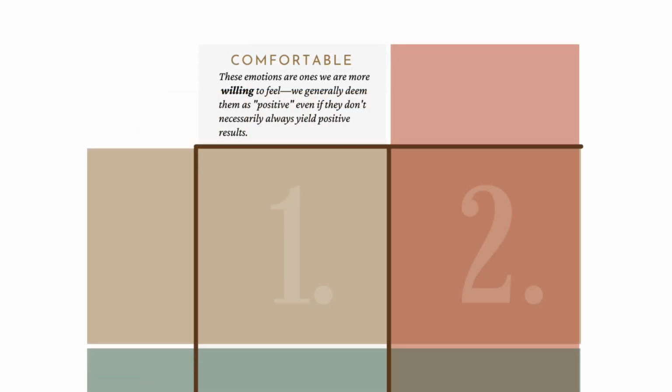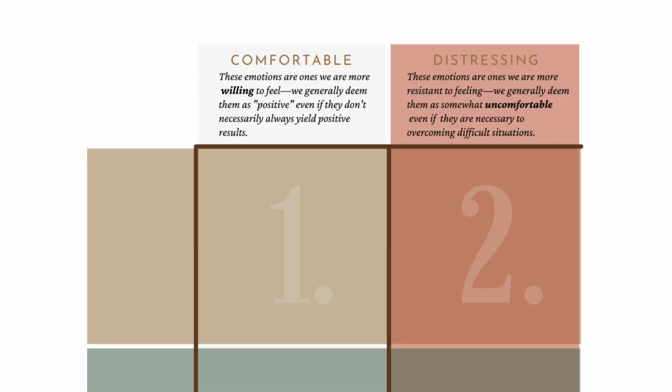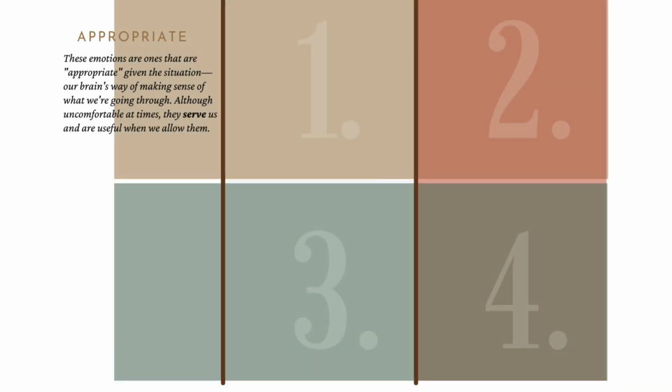Column 1 is comfortable. These emotions are ones we are more willing to feel and generally deem them as positive, even if they don't necessarily always yield positive results. Column 2 is distressing. These emotions are ones we are more resistant to feeling. We generally deem them as somewhat uncomfortable, even if they are necessary to overcome difficult situations.